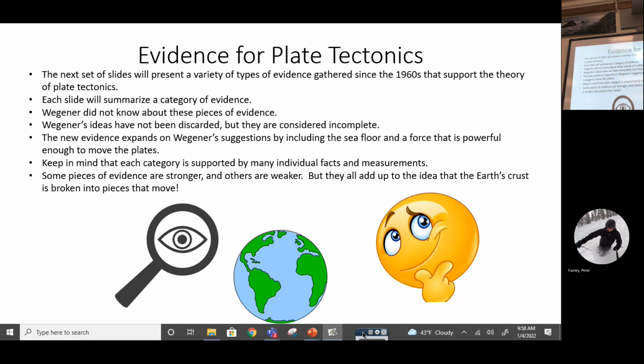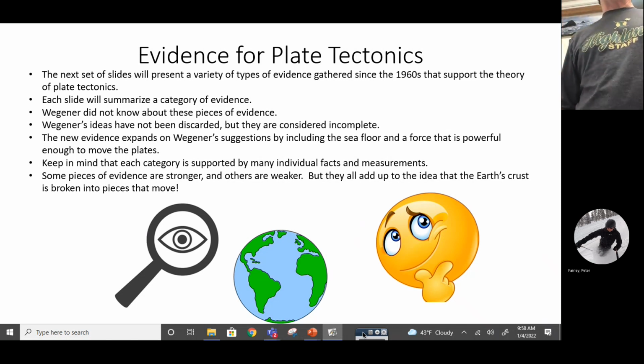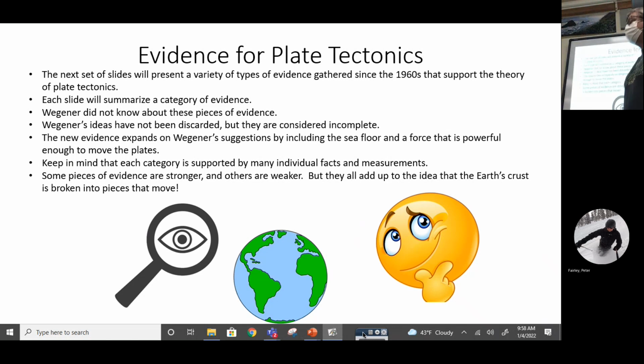So the whole idea of the theory is that Earth's crust is broken into pieces that we call plates, and that these plates move. The word tectonics means to build. As a result of these movements, we build mountain ranges. We build volcanoes. We build deposits of gold, all as a result of plate tectonics. So we're going to look at a series of slides that present evidence gathered since the 60s showing that these plates move. Each slide will summarize a category of evidence that Wegener did not know about.